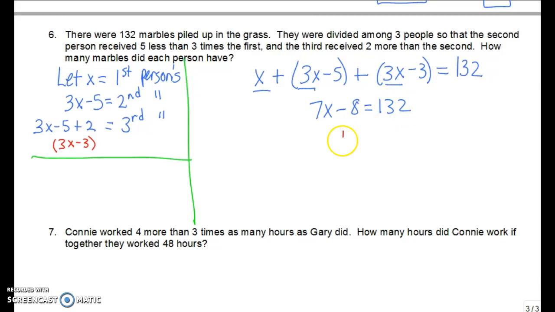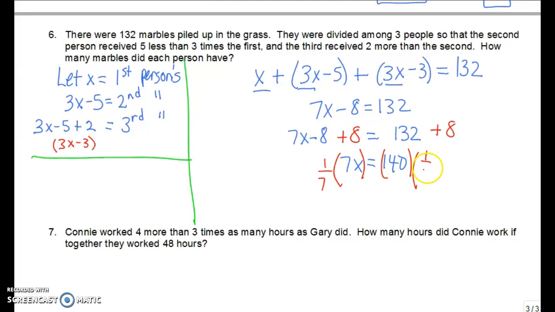Add 8 to each side. Please forgive me because I'm writing in 2 different colors. This is how I have to do it. 7x minus 8 plus 8 equals 132 plus 8. 7x equals 140. Multiply each side by 1/7. Simplify, x equals 20.